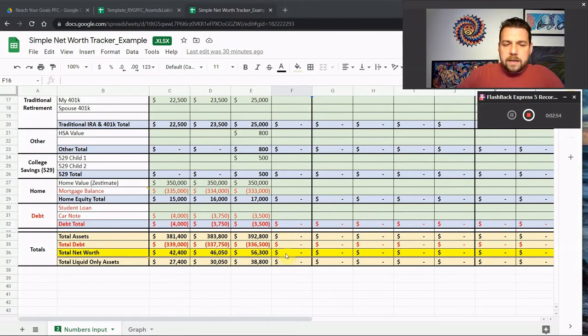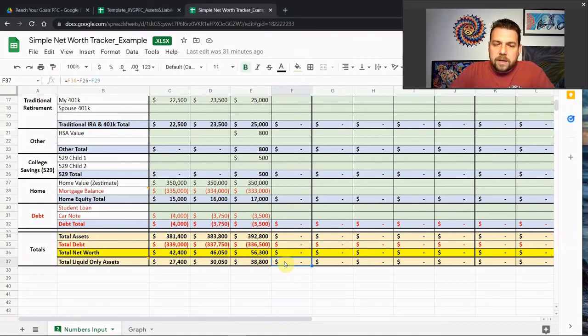Now that is beneficial to look at. However, you can't actually use all of that money for retirement, and so I kind of separate out things like the HSA and the 529, and just look at the cash balance of funds that I can actually use for retirement, and call that liquid only assets.